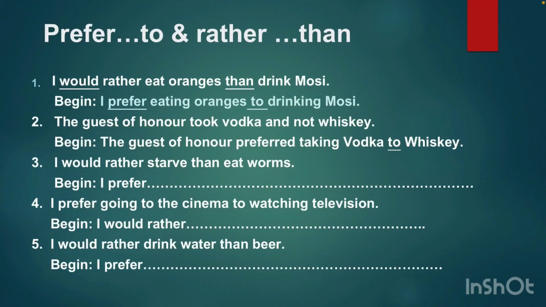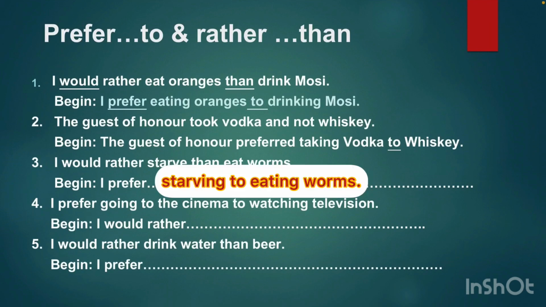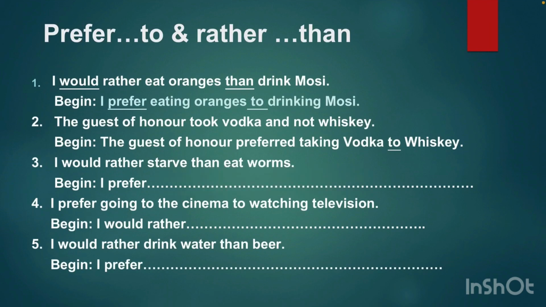I would rather starve than eat worms. I prefer. So you are comparing actions here. I prefer starve to eat worms. No, that's very wrong. I prefer starving to eating worms. I prefer going to the cinema to watching television. This does not mean you prefer going to the cinema so that you watch television. No. This means that you like going to the cinema more than watching television. That's what it means.